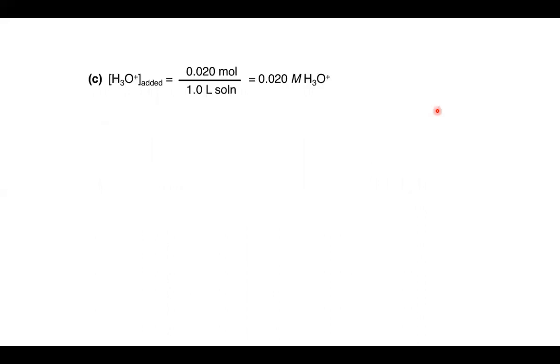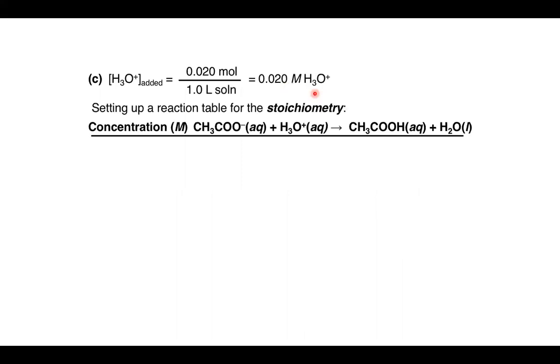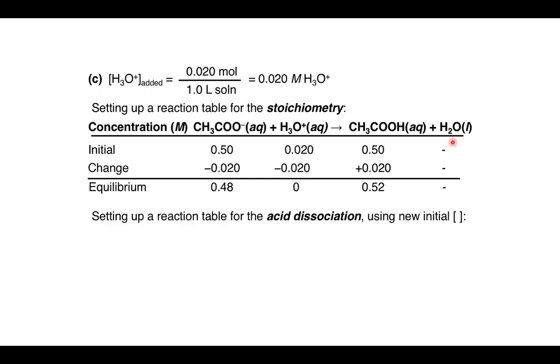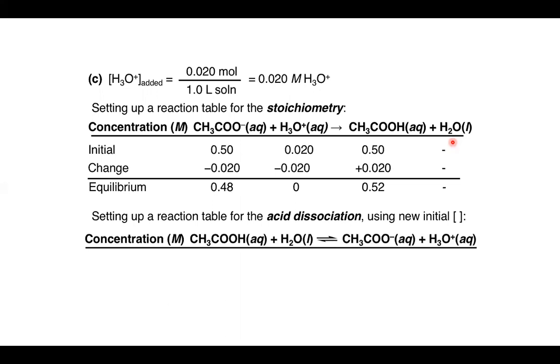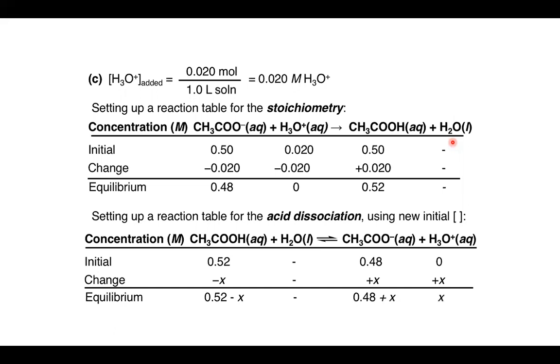Then the final part was where we will add acid. We'll add the same molar amount of acid as we did base, this time 0.020 moles per liter acid. So setting up a reaction table for the stoichiometry, again, we react acetate with acid to give us acetic acid plus water. And so these are our initial and change concentrations. And then we will have these equilibrium concentrations and then set up a reaction table for the acid dissociation using the new initial concentrations. We will see, given here, X values are effectively going to be negligible due to the small Ka value. Not a lot is going to dissociate.